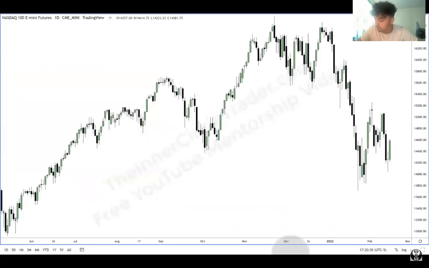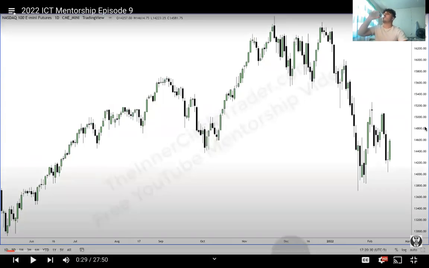All right, so we're looking at the NASDAQ E-mini futures. Give you guys a second to write that down. Don't forget 9/11. The continuous chart on TradingView.